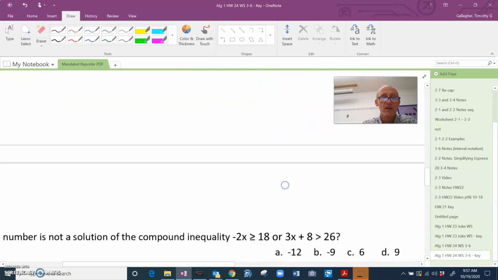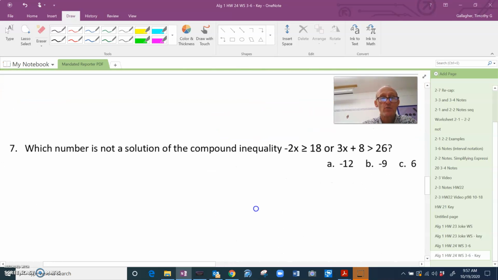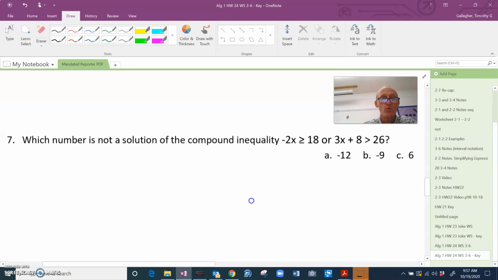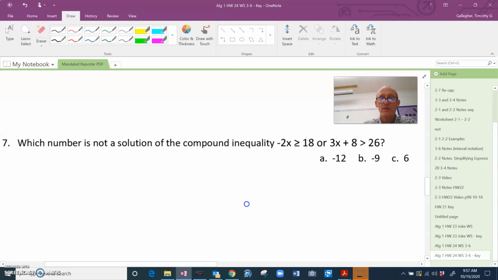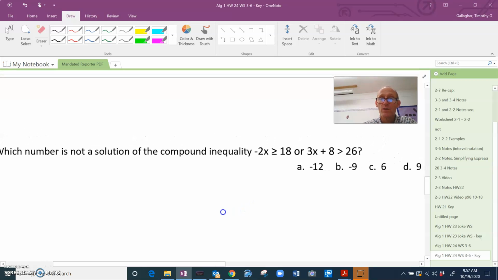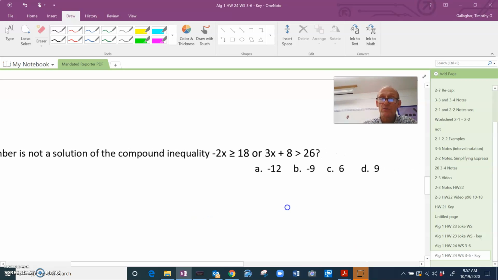And moving on now, question number 7 says, which number is not a solution of the compound inequality? So basically what we have to do is solve each one of these. Okay? So the first one I'm going to divide by -2. And don't forget to reverse again. Less than or equal to -9.